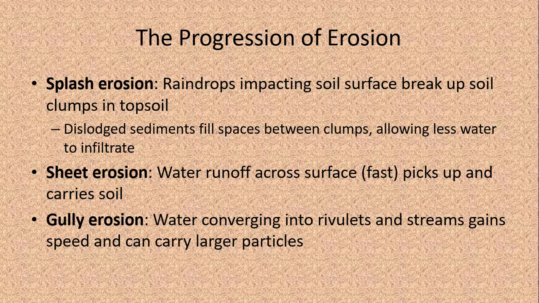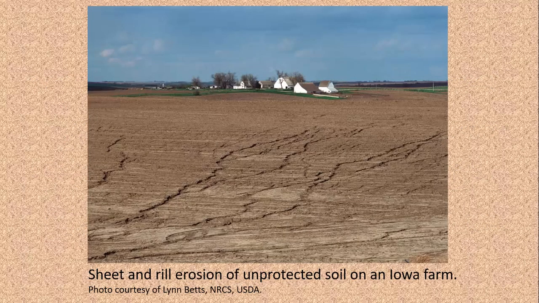Sheet erosion occurs when water that's running off, traveling over the surface, is moving very quickly. It's fast moving water and it can pick up and carry soil with it. And then gully erosion occurs when water converges into rivulets, which are small rivers or streams, and the water in them gains speed and it can carry even larger particles, so rocks, for example.